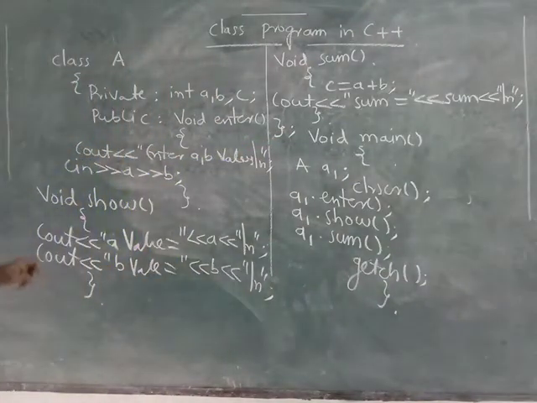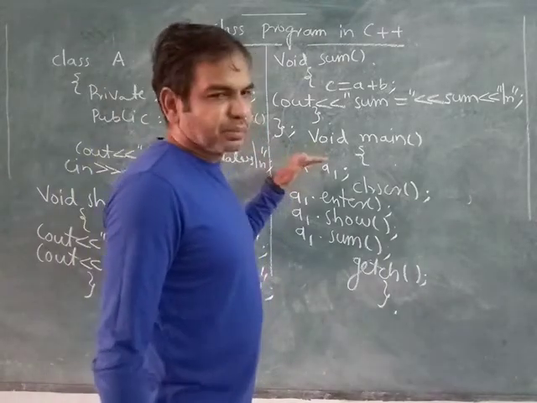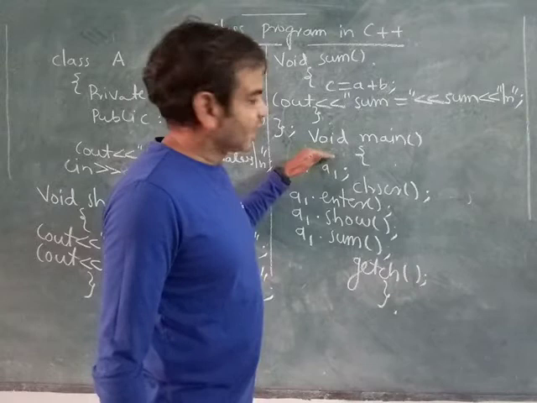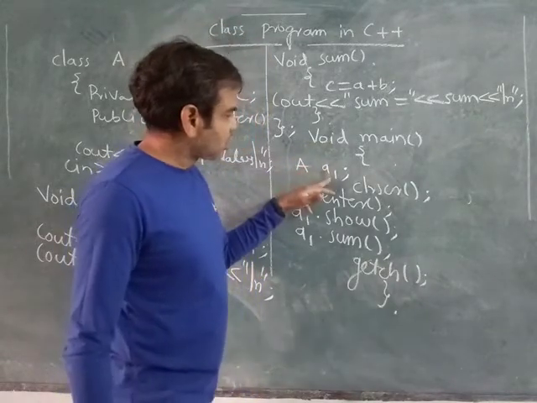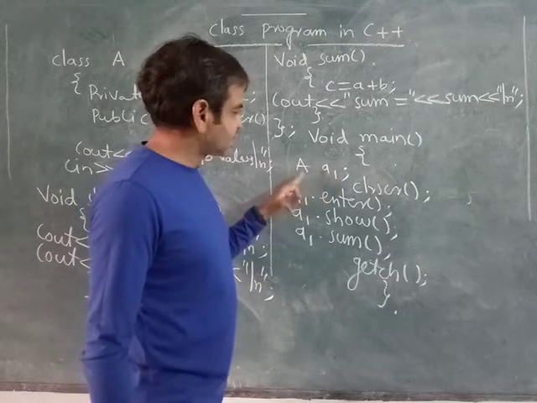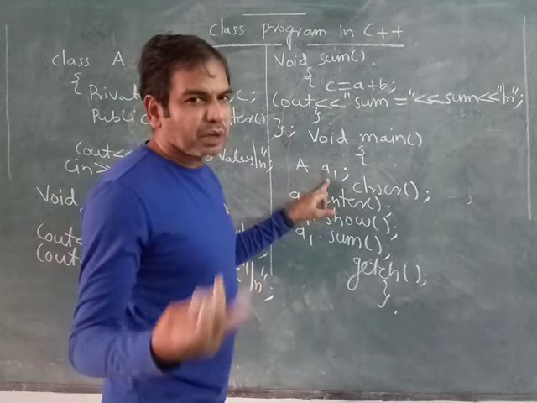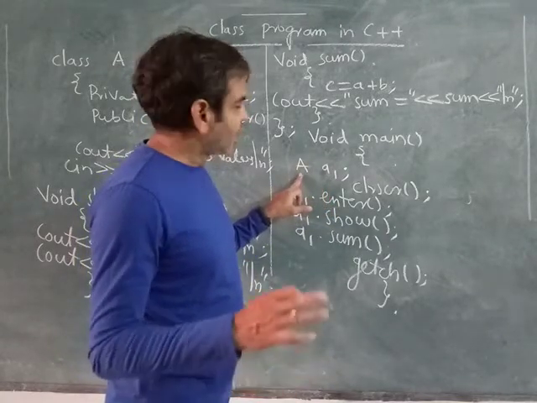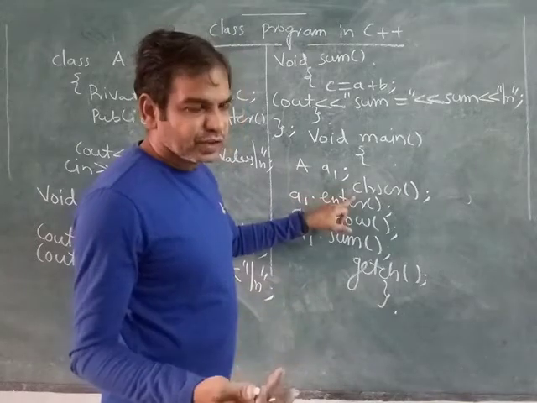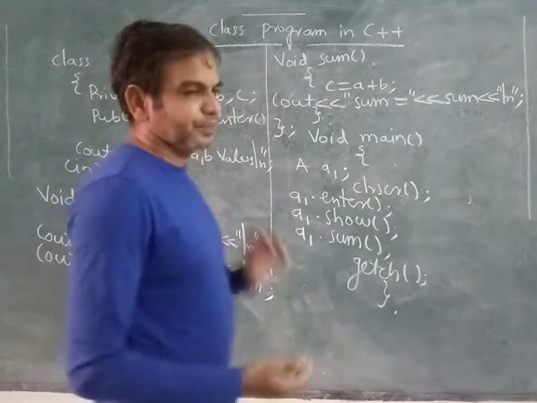Then after completion of the class template I am declaring void main. In void main I am creating a number of objects. So here small a1 is an object of class A. Here I declared only one object, but we can declare multiple objects. Small a1 is an object of class A, and then clrscr is for refreshing purpose. With each object I am calling the member function with the dot.